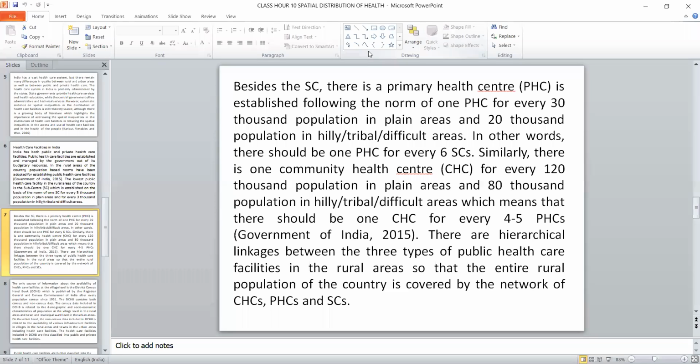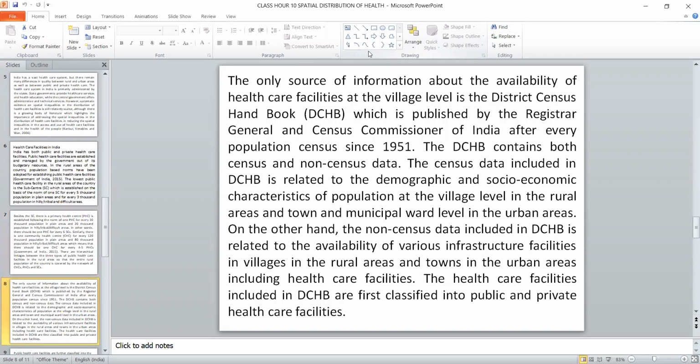The third tier is the community health center. A community health center should serve a minimum of 1,20,000 people in a plain area, and around 80,000 in hilly, tribal or similar areas. So this is called the three-tier system. The data I have given is Government of India data published in 2015 by the Health Department.